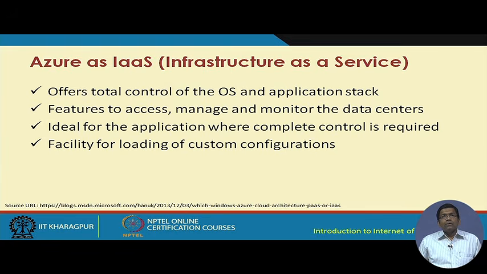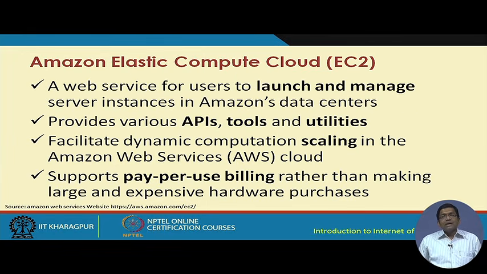Azure as infrastructure as a service, the previous one was platform as a service, and the next one is infrastructure as a service. In this particular module, it offers total control of the operating system and the application stack. It has features to access, manage and monitor the data centers, and it is ideal for the application where complete control is required. The next one, which is also quite popular, is the EC2, Amazon platform, EC2, Elastic Compute Cloud.